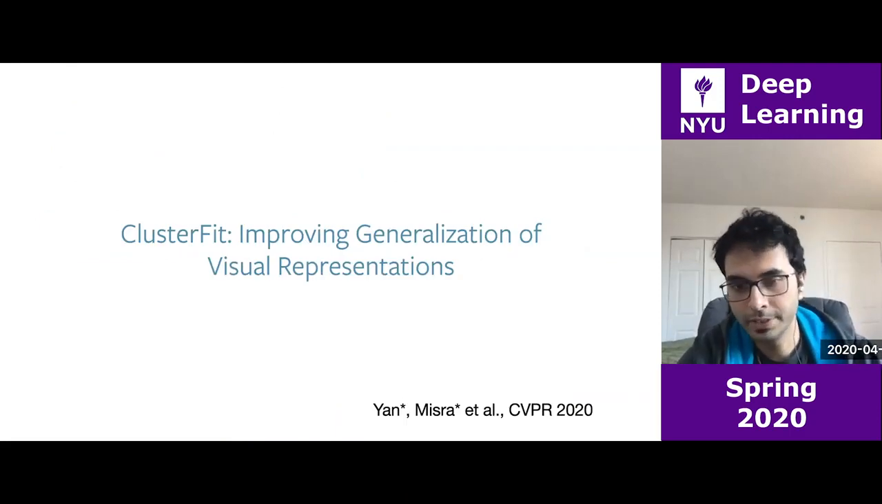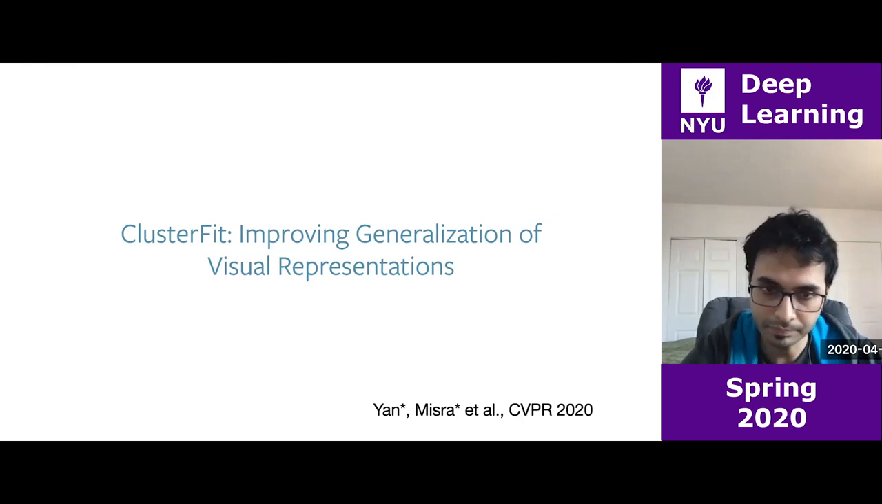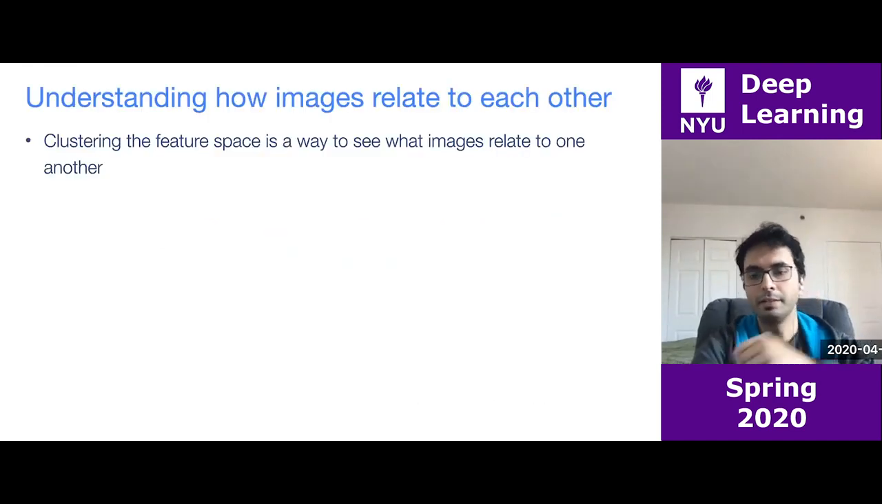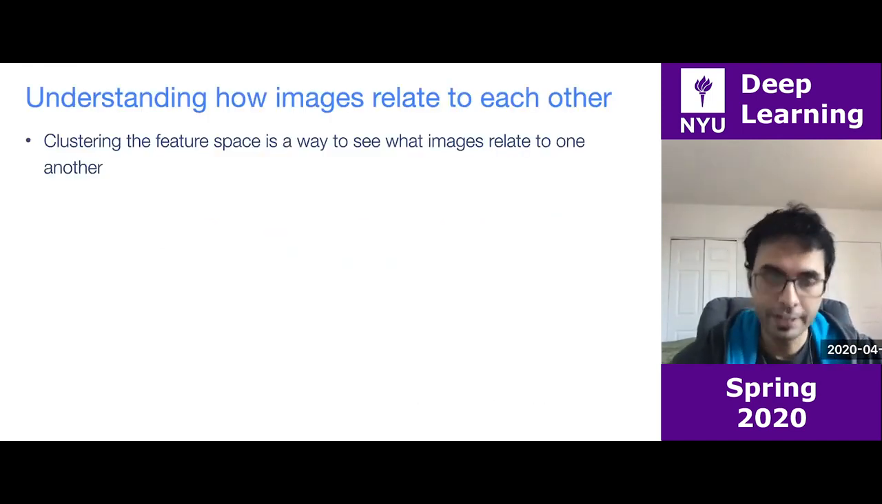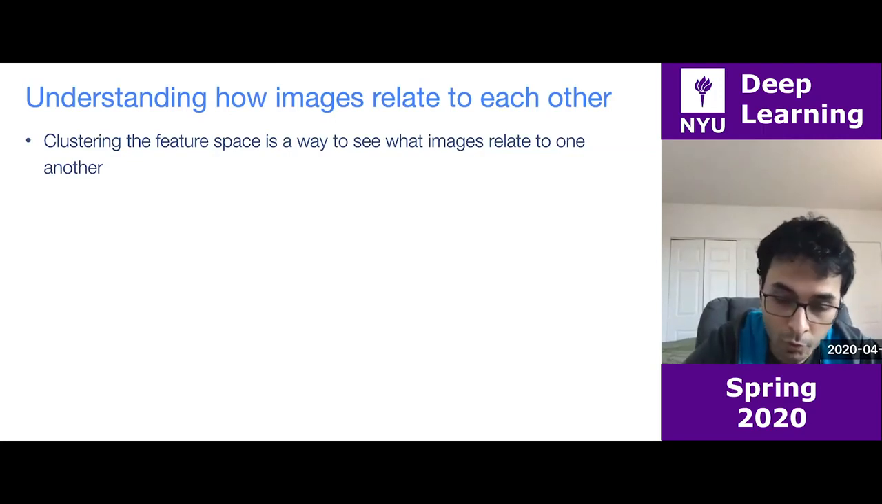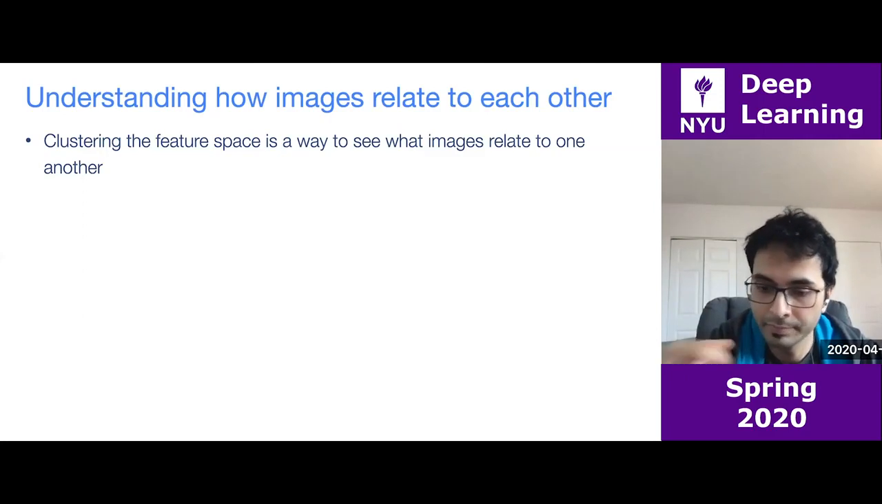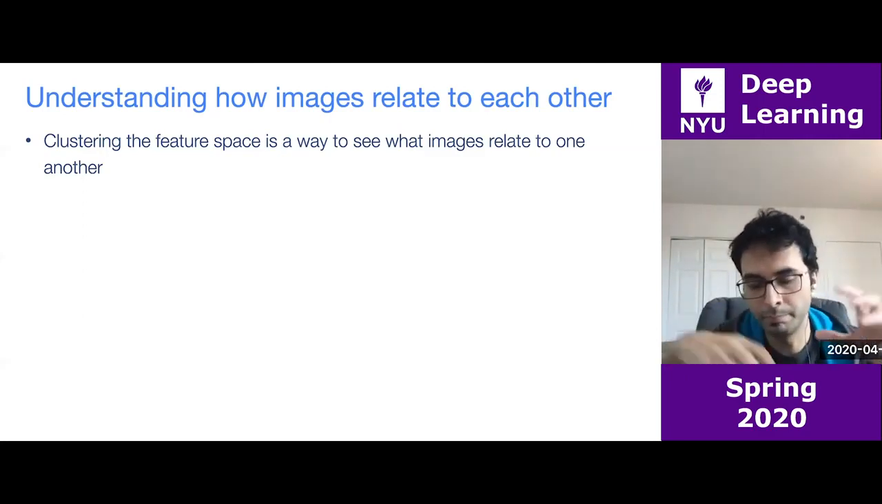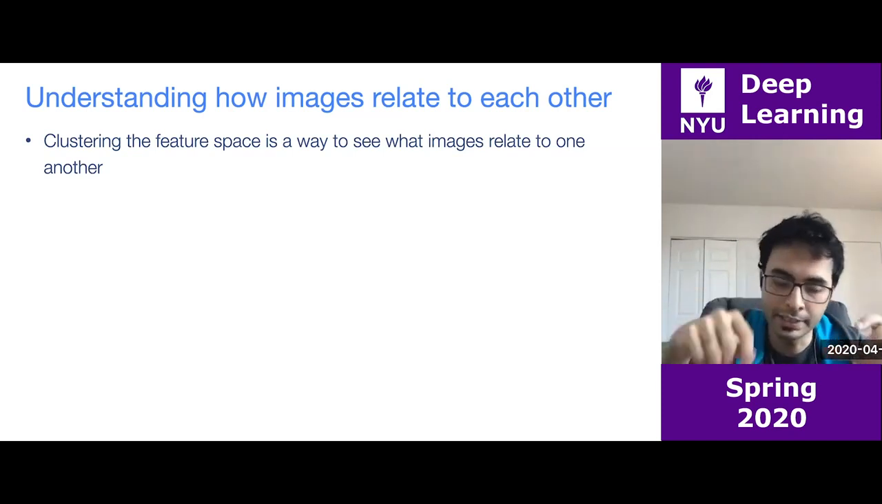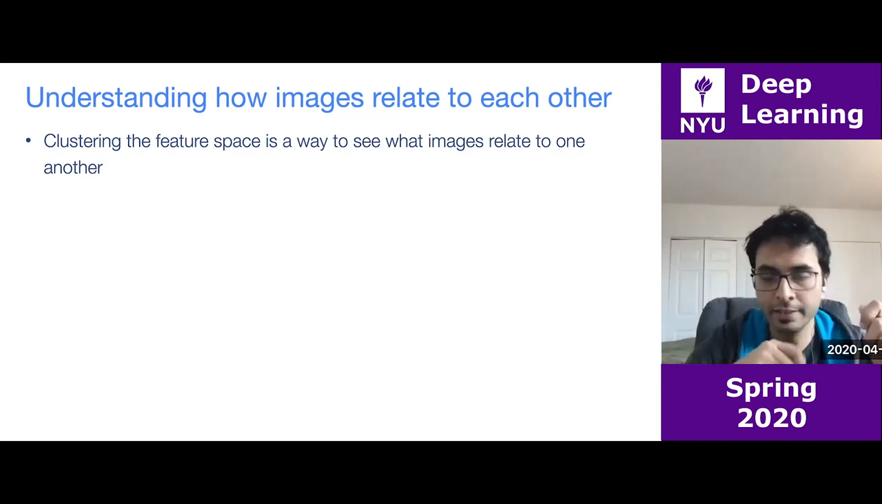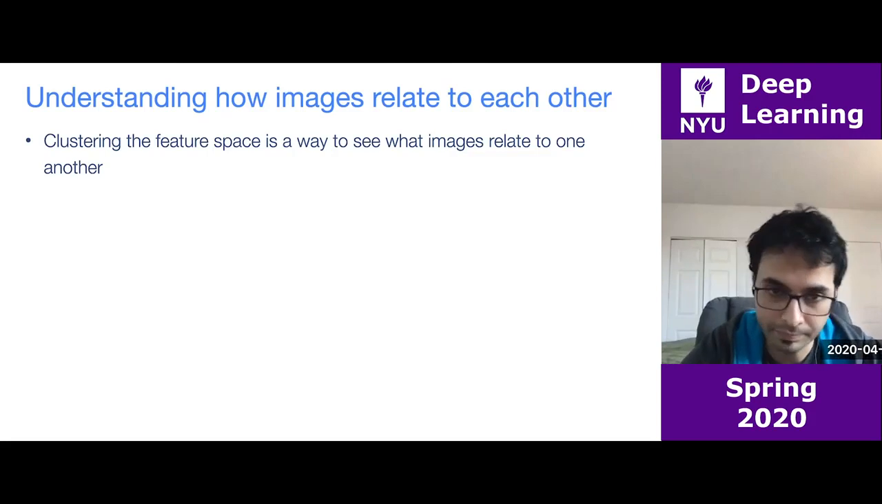So the first work is ClusterFit. It's a method which we think is very good to improve generalization of visual representations. Clustering is basically a good way to understand what images are grouped together, what images go together, and what images do not go together. By performing clustering on the feature space, you can get these nice buckets of images that are related and images that are not related.